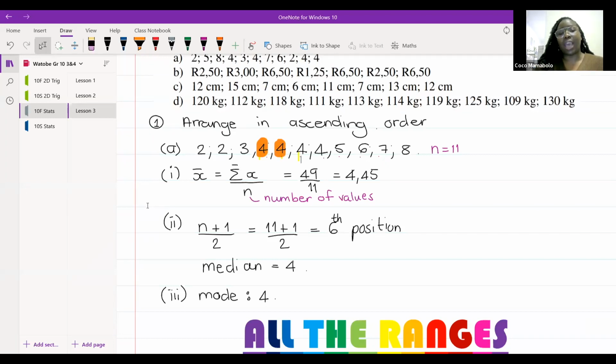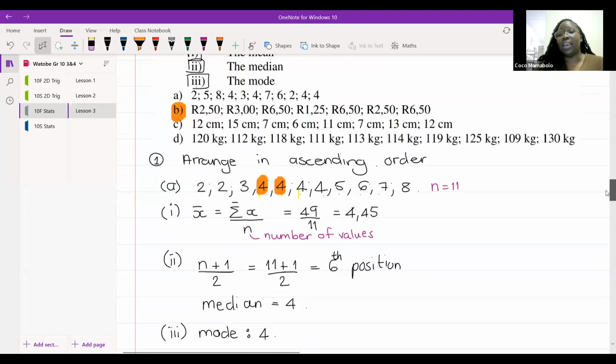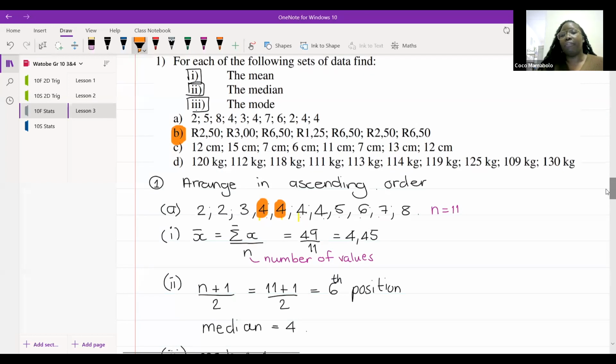Excellent. I want everybody to try question B for me. Please find the mean, the median, and the mode for the data set in question B. Now, the first thing we need to do, what is the number 1 rule before we even get started? Kiara, you're cheating. Good, Chifaro: arrange in ascending order. Let's start by arranging in ascending order, then calculate the mean, the median, and the mode for me.